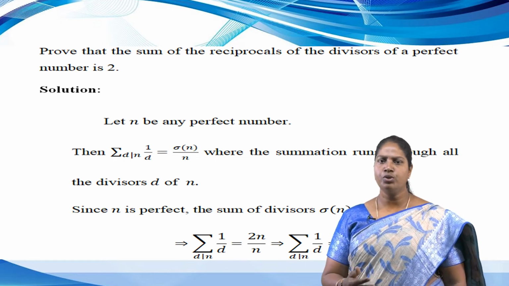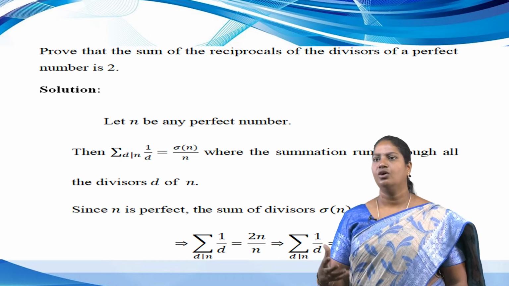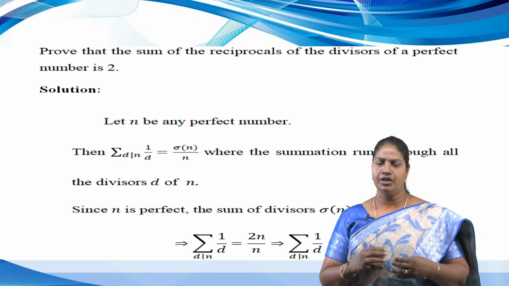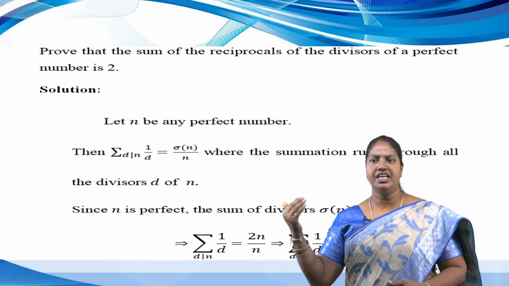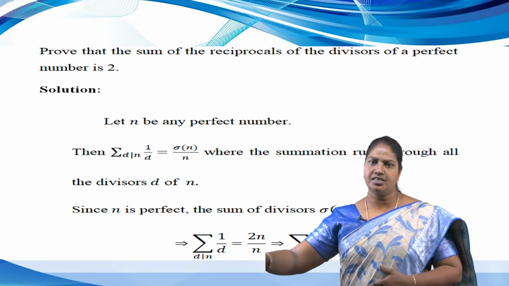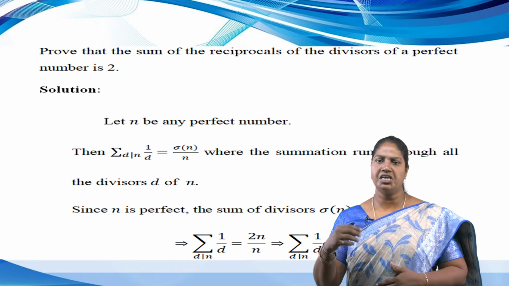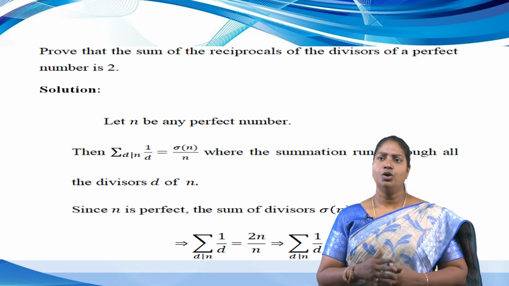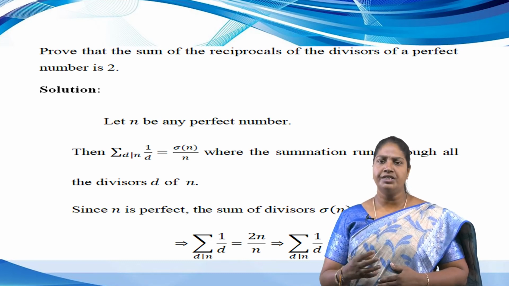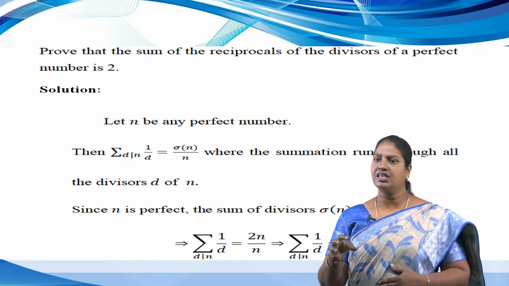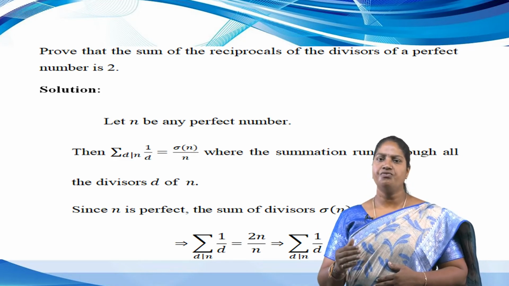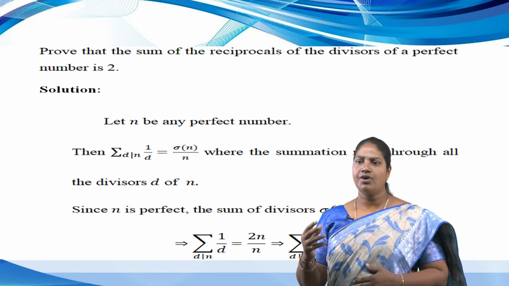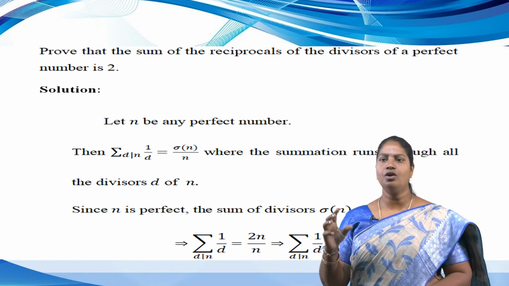First problem, prove that the sum of the reciprocals of the divisors of a perfect number is 2. That is, let n be any perfect number, first we should consider the divisors. It may be 1 to some d, let us take d is a divisor, and also we can observe that 1 by d is also a divisor of n. Now we are in the position to calculate the sum of the reciprocals of the divisors, and it is nothing but summation of 1 by d, where d is a divisor of n, is equal to sigma of n by n, where the summation runs through all the divisors d of n.